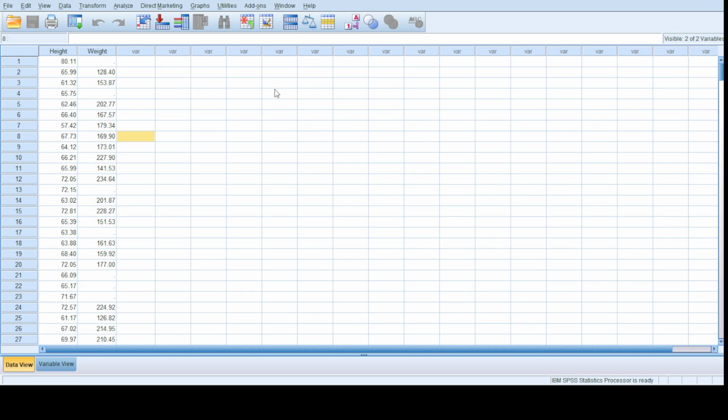So which means that our y-axis is what? Is weight. So I click on weight and I move it to the y-axis. And I click on height and I move it to the x-axis. And that's what we have. You don't need any other thing. Just click on OK, and our result is here.